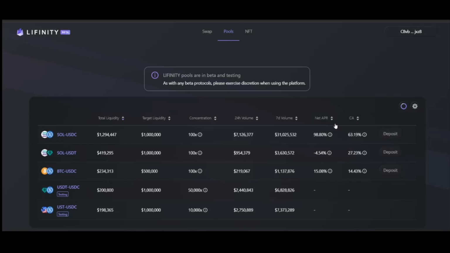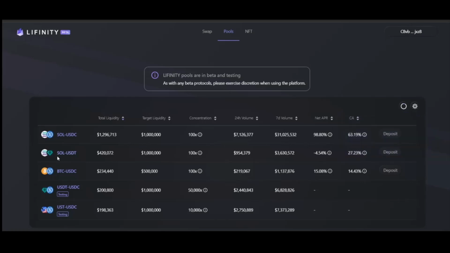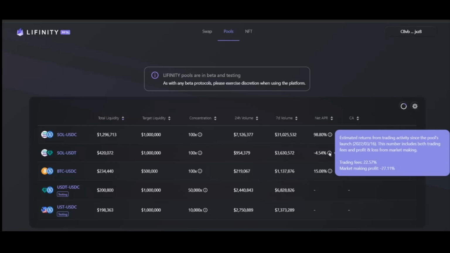So let's address the elephant in the room. Our Sol USDC pool has a very high APR, almost 100%, and most of it is coming from market making profit. On the other hand, we have the Sol USDT pool, and it currently has a negative APR. Now, this might seem very strange to people because Sol USDC and Sol USDT seem like they should essentially be the same. The only difference is USDT and USDC, and those are different assets, but they're pegged to the same thing, the US dollar. So shouldn't the trading activity, and as a result the profits, be exactly the same?